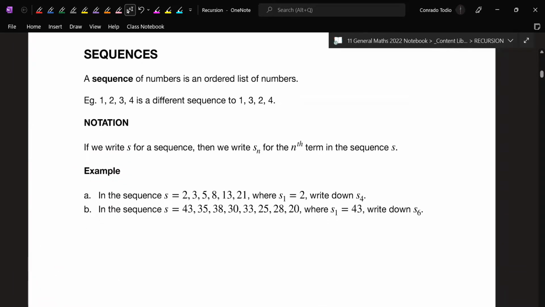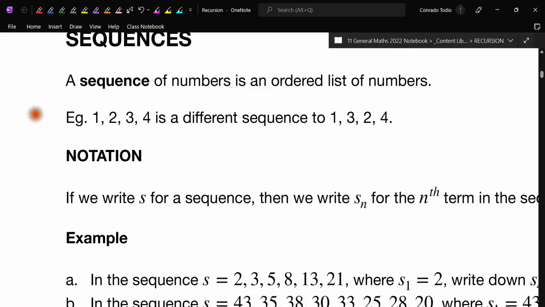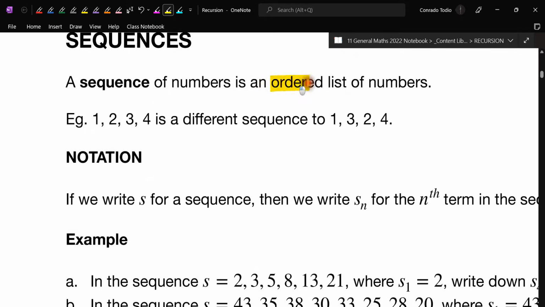First page of sequences, right here. So here is a definition of what a sequence means. It's basically a set of numbers in an ordered list. So you can think of a sequence as an ordered list, just a bunch of numbers. But remember, with a sequence, there's got to be some sort of pattern happening. So here is a sequence.